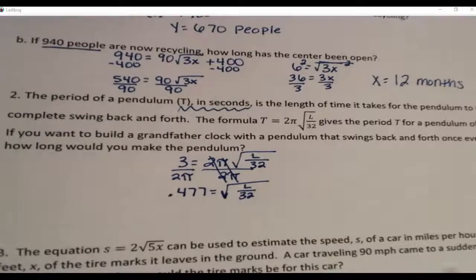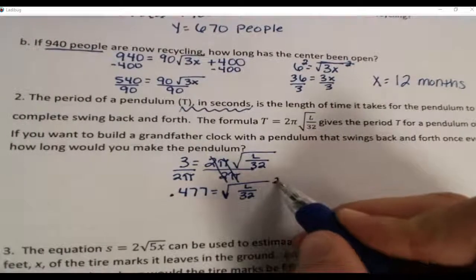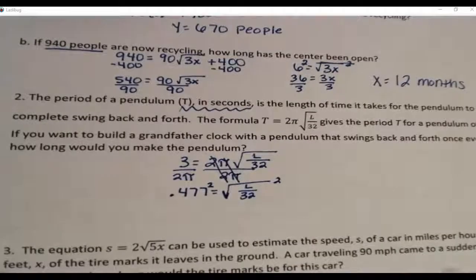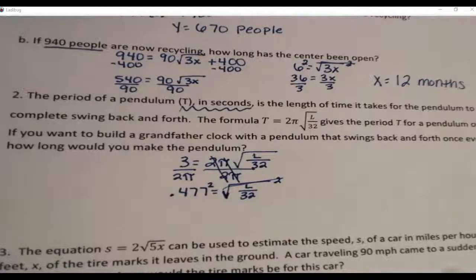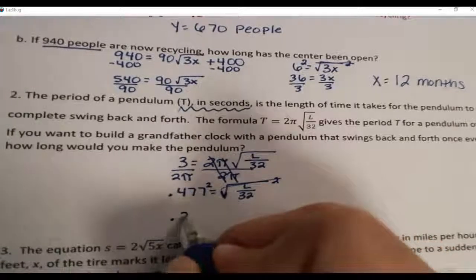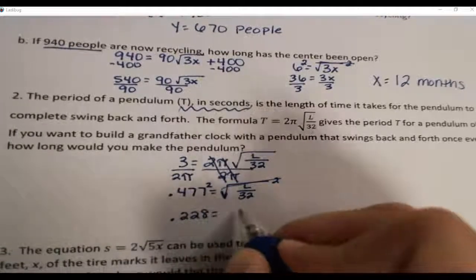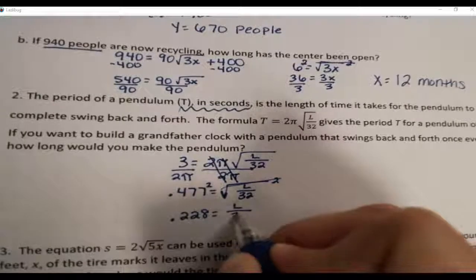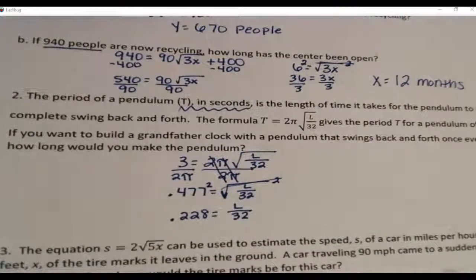So now how do I get rid of the square root? Square. So we square both sides. That gets rid of that root. So 0.477 squared is a big, huge number. We'll just say 0.228 equals L divided by 32.